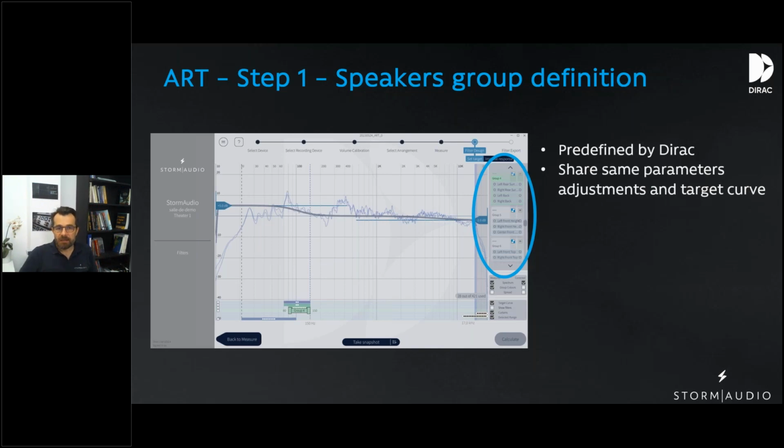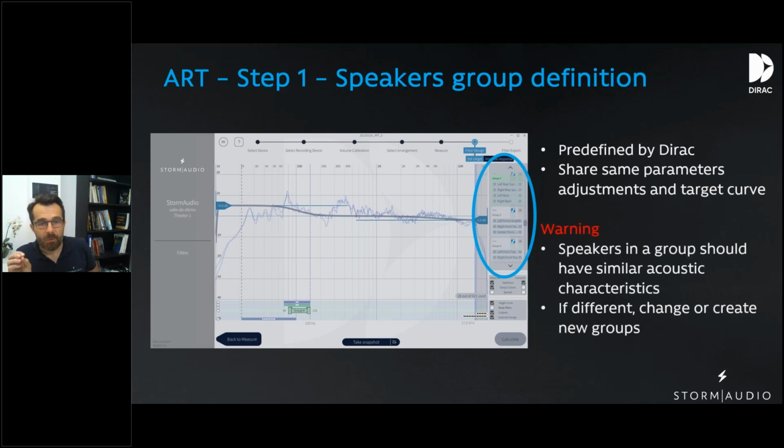Now, what is key to understand is that the reason we use groups is that they can share the same parameters. So if you start adjusting the target curve for a given ART group, this will apply to all the different speakers. Also, and this is when it becomes critical, all the other parameters related to the active room treatment, being the support range and support level, are also applied to the speakers of this group. So this is why it is extremely critical to make sure that whatever speakers are in one group, they have the same acoustic characteristics.